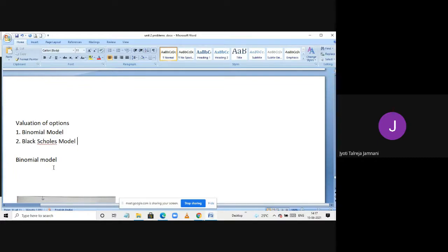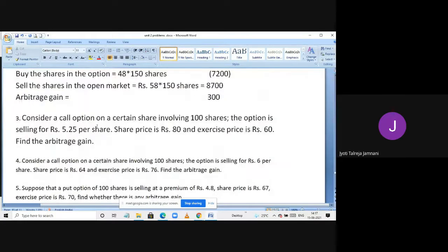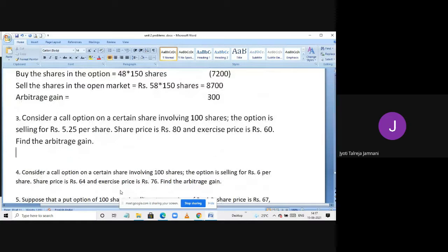After we complete this, the last part left would be strategies of option trading, which we will complete in a week's time. So tomorrow's class, don't miss. Binomial model is very easy, and if you understand, you can get full marks. Okay, let's start. Tomorrow at 8:30 the classes.